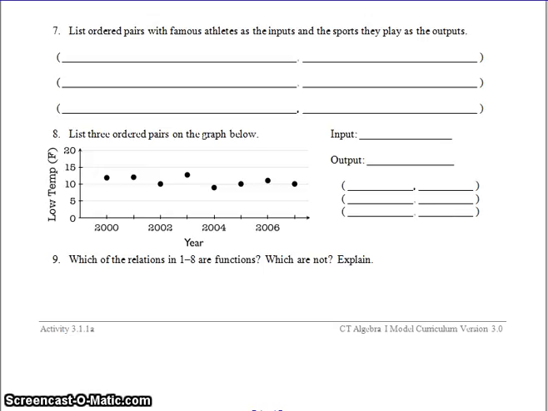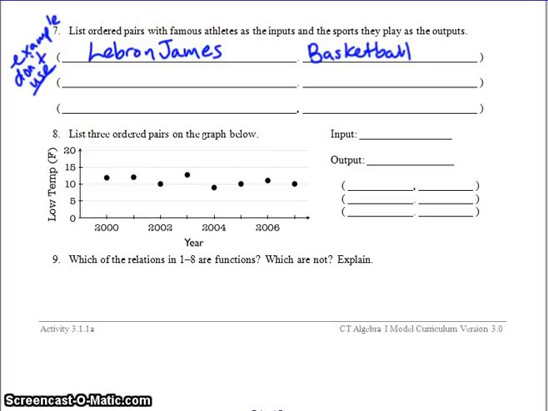Number 7, list ordered pairs with famous athletes as inputs and sports they play as outputs. So you're going to make your own relation. For example, famous athlete, LeBron James. Can't use LeBron. What sport does he play? And you're going to come up with your other inputs and outputs.